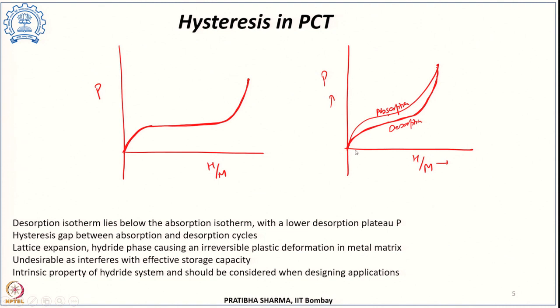The reason for the occurrence of this hysteresis is considered to be the plastic deformations, which are not reversible, because of the lattice expansion that occurs when hydrogen incorporates into the host metal matrix. Because of the irreversible plastic deformation in the metal matrix, this is highly undesirable when metal hydrides are to be used for various applications, the reason being that it interferes with the effective storage capacity. But this is not an error; this is an intrinsic property of the hydride system, and if we cycle several times, this hysteresis will be observed every time. It is essential that while designing a hydrogen storage system, we consider the presence of this hysteresis, that the desorption pressure will be different from the absorption pressure, and there will also be a difference in the capacities.